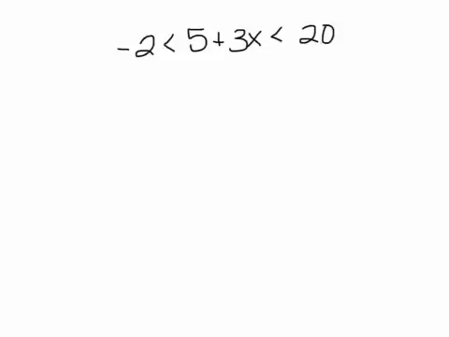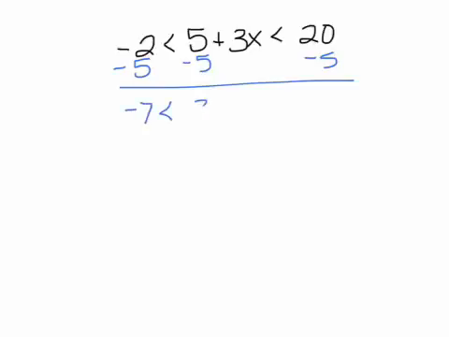Compound inequalities. We're going to start in the middle and work our way out, and our goal is to isolate x in the middle. So let's move that single 5 first. If I do it to the middle, I do it to the left, and I do it to the right. So I have negative 7 is less than 3x is less than 15.